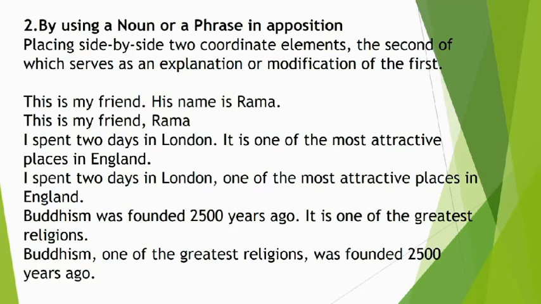Let us see some more examples. This is my friend. His name is Rama. This is my friend Rama. See how two simple sentences are combined into one simple sentence using a noun or a phrase in apposition. Let us see another example. Buddhism was founded 2500 years ago. It is one of the greatest religions. Buddhism, one of the greatest religions, was founded 2500 years ago.